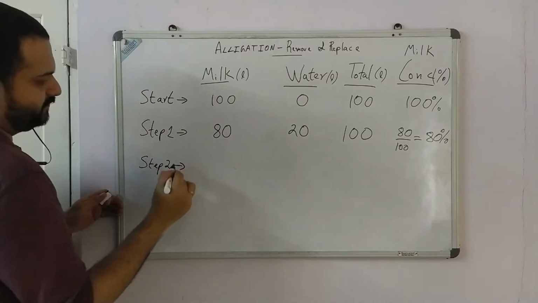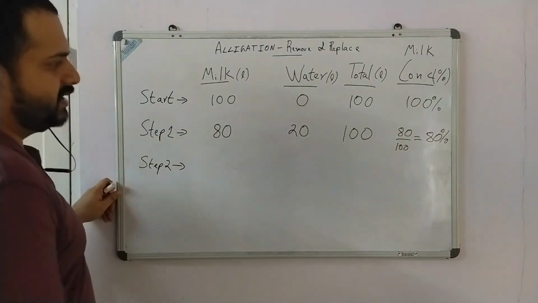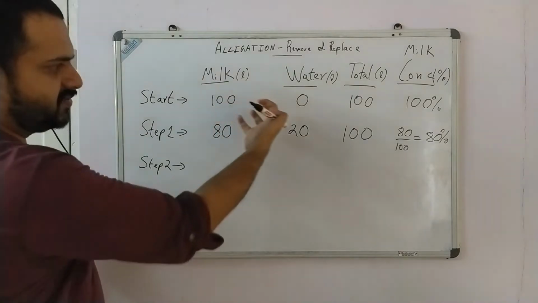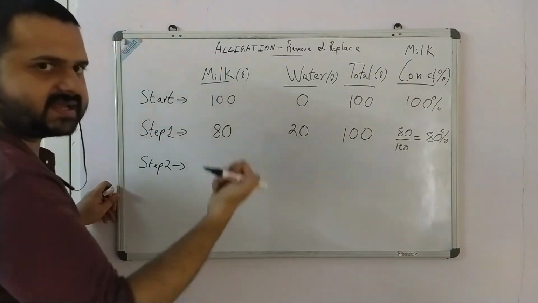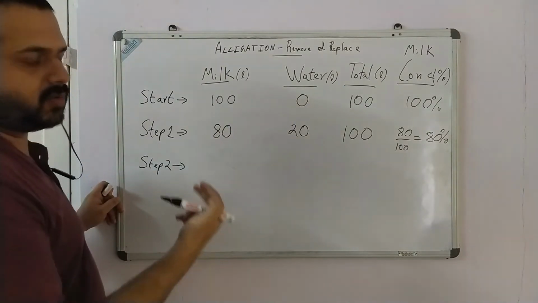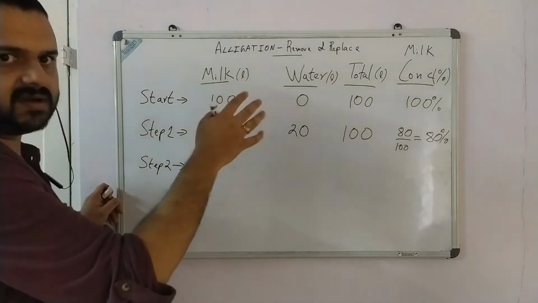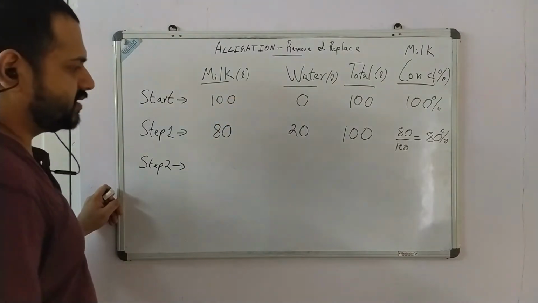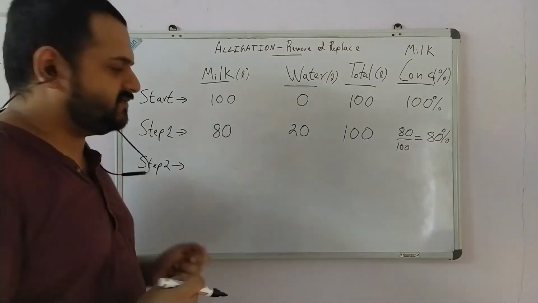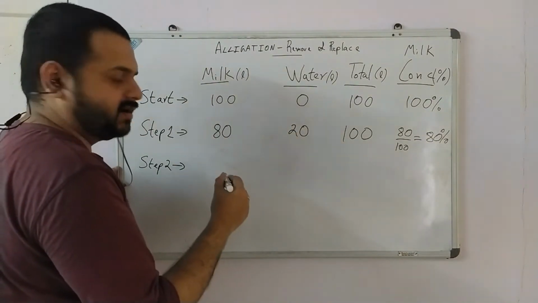Step 2, I remove 20 liters of this mixture, right? I'm not just removing milk, because if I'm removing 20 liters out of this mixture, both milk and water will come out, correct? What did we learn? What is the amount of milk and water that will come out? They'll come out in the proportion in which they are there in the mixture, right? And what proportion are they there in the mixture? In this mixture, we have 80 milk and 20 water, right?